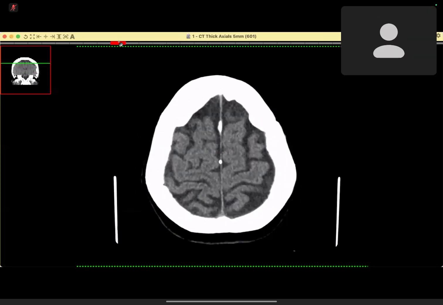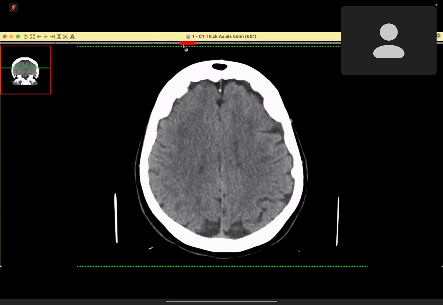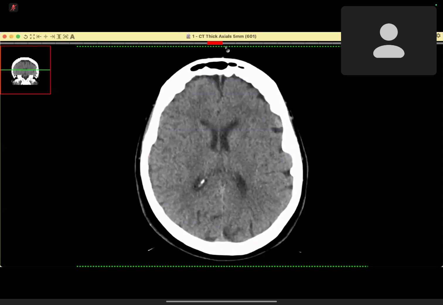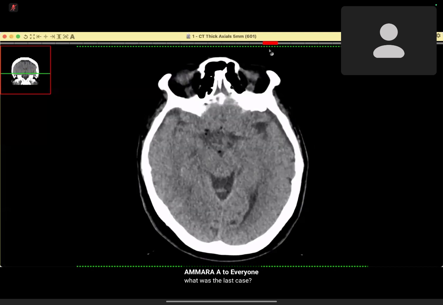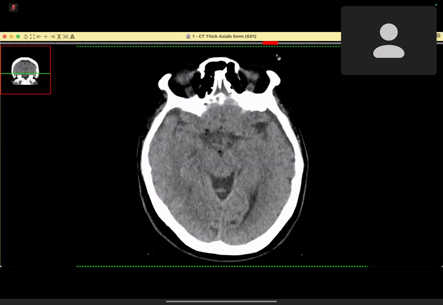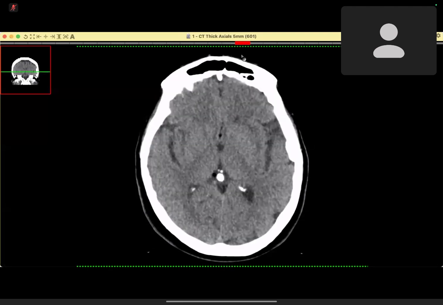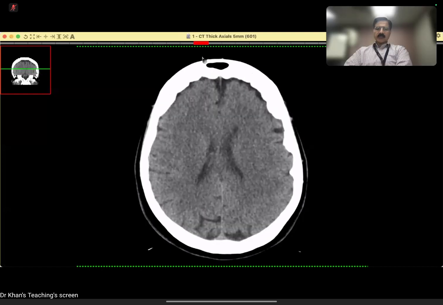Okay, so I'll just go through my review areas once again. There's no evidence of any extra-axial hematoma, no evidence of any intraventricular hemorrhage. There's pneumocephalus. Apart from that, what you are referring to as pneumocephalus, can you point it out to me?